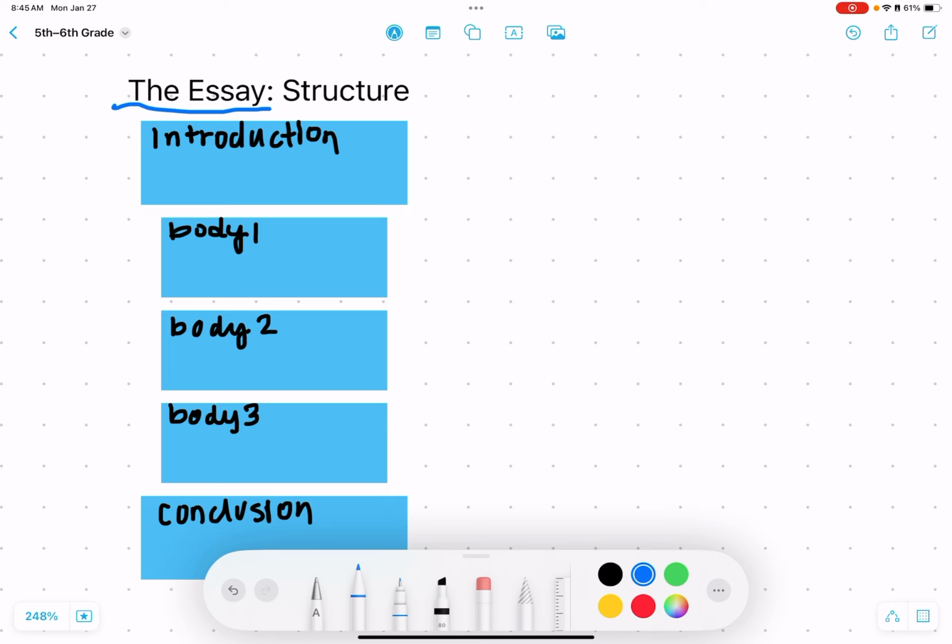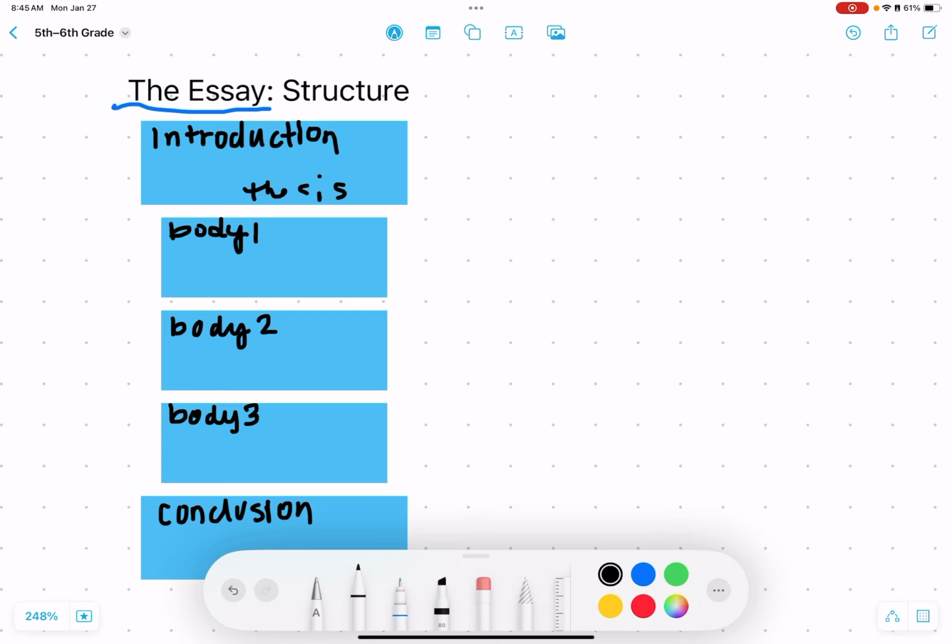But the definition of an essay is a group of paragraphs that all work together to make one point, one argument. There is one main point or idea, and we call this the thesis. And I'm going to write the thesis in the very bottom of the box that says introduction, because that's where it's going to go in your essay.